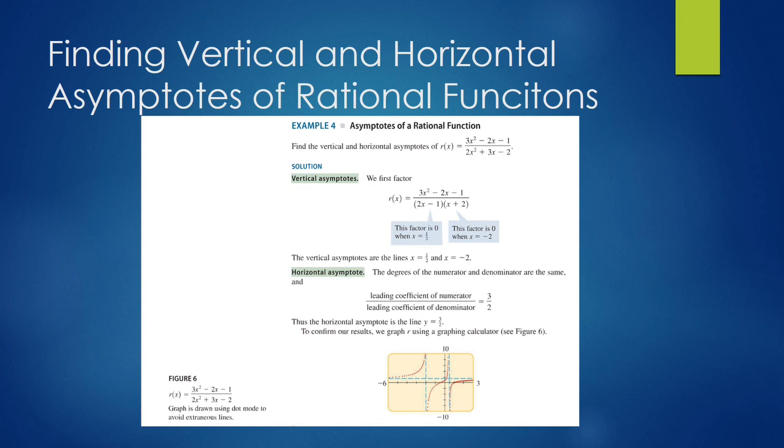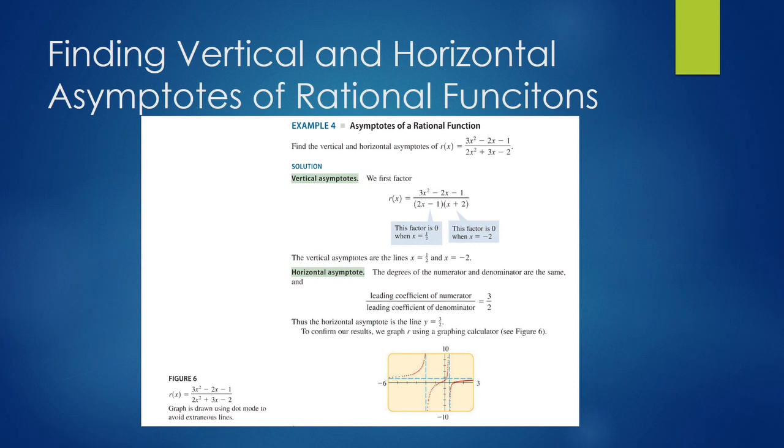Finding the horizontal asymptote, you look at the degree of the numerator, right? So the highest power is going to be a 2, so that's going to be a degree 2. Our denominator, I'm sorry, the numerator is degree 3, and our leading coefficient of the denominator is 2. Because they're the same power, I take my leading coefficient for my numerator and I divide by my leading coefficient for my denominator. And so that gives me y equals 3/2 for my horizontal asymptote.